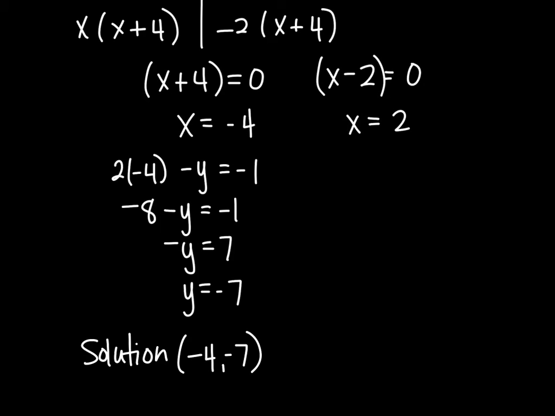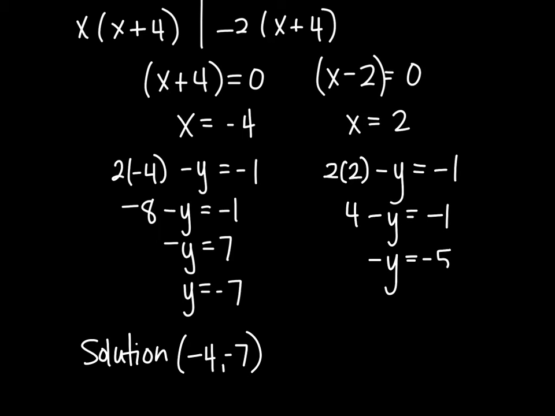The other value, when I plug 2 back into the same equation, I'll have 4 minus y equals -1. Subtract 4 from both sides. We'll get -5, so y must be +5. So my other solution is 2, 5, which I expect to see in quadrant 1. Okay, let's check this. I'd like to have everybody graph this one.